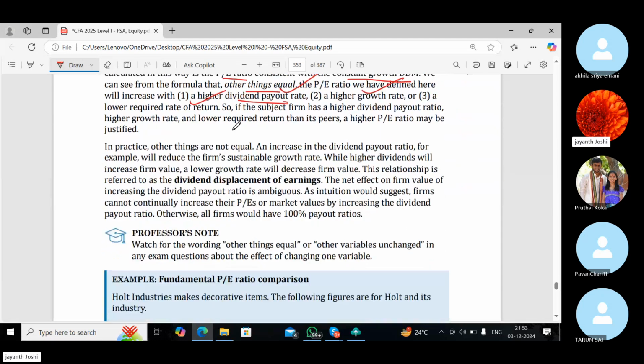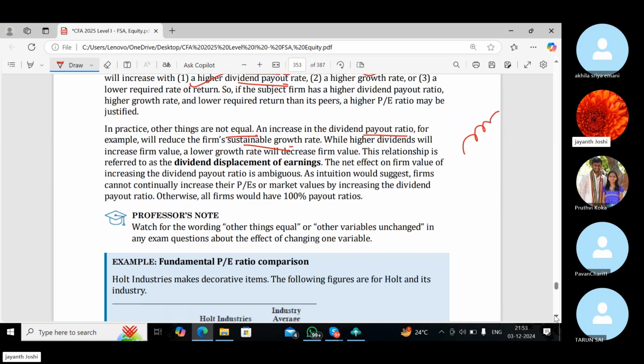So in practice, other things are not equal. An increase in the dividend payout ratio, for example, will reduce the sustainable growth rate. Yes, if more and more dividends are paid, then less is retained and less is reinvested. So it will disturb the sustainable growth rate of the company. While higher dividends will increase firm value, and of course the reputation of the firm will be higher in the market, a lower growth rate will decrease the firm's value. This relationship is referred to as dividend displacement of earnings. So the net effect on firm value of increasing the dividend payout ratio is ambiguous.